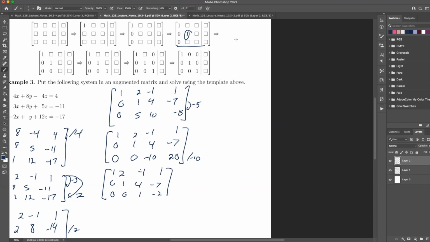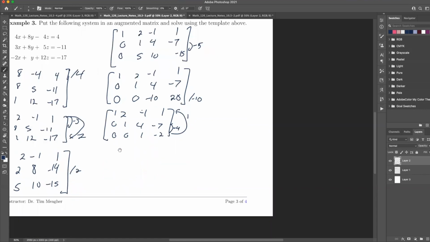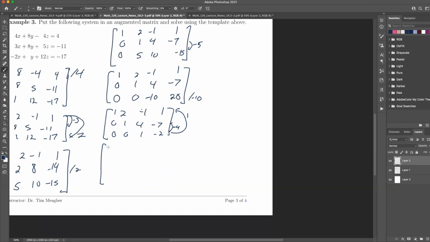So here I want to get zeros here and here. So here I'm going to add -4 of this and then just 1 of this. I'm just going to add this row to this row. Okay. So let's do that. So if I add just this row to this row, I'll have 1, 2, 0, and then -1. And then here this would be 0, 1. If I add -4, so that'd be -4, that'd be +8, so 0, 1. This is 0, 0, 1, -2.